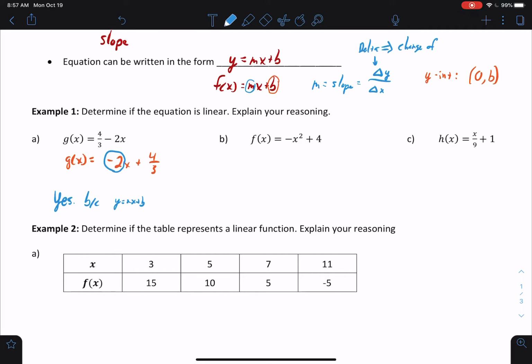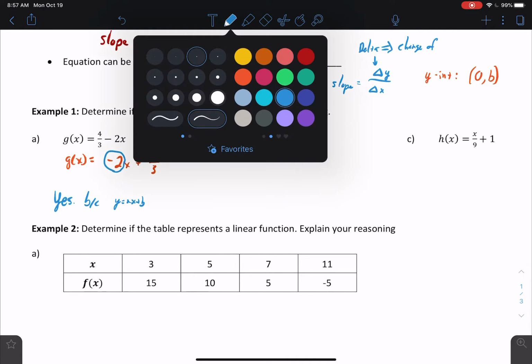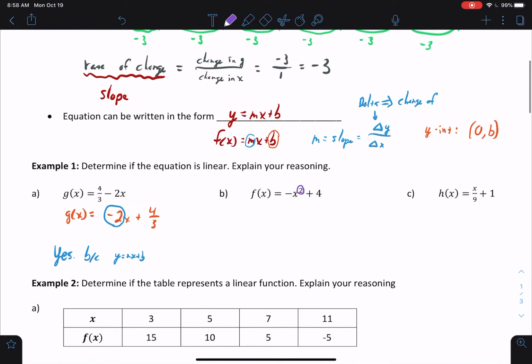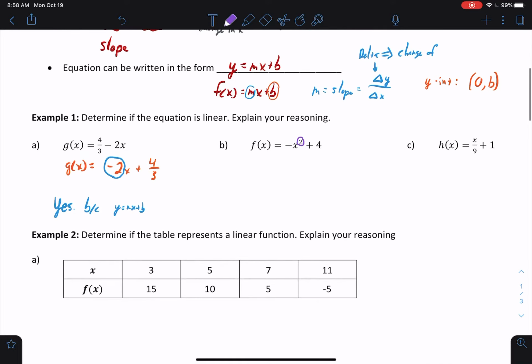What about in b? Well, in b, a red flag should be this exponent of 2. Notice how the x does not have an exponent when I'm dealing with a linear function. So this is a quadratic. So no, this is not linear because it's a quadratic function, which we'll get into in the future.